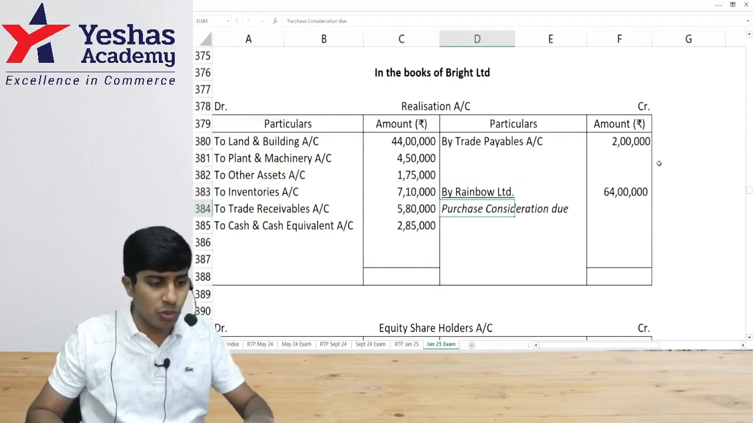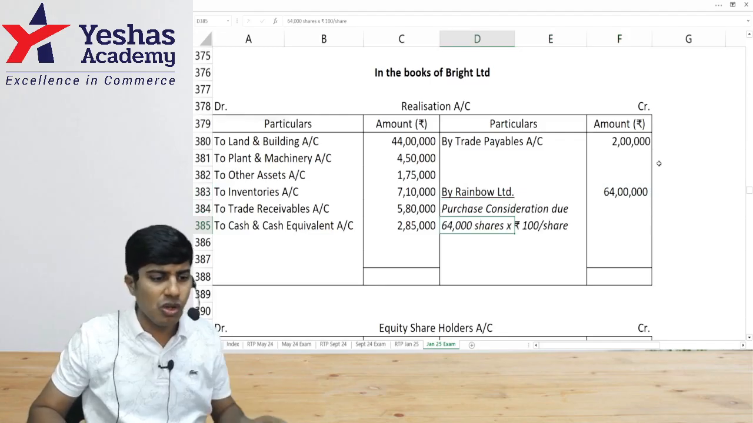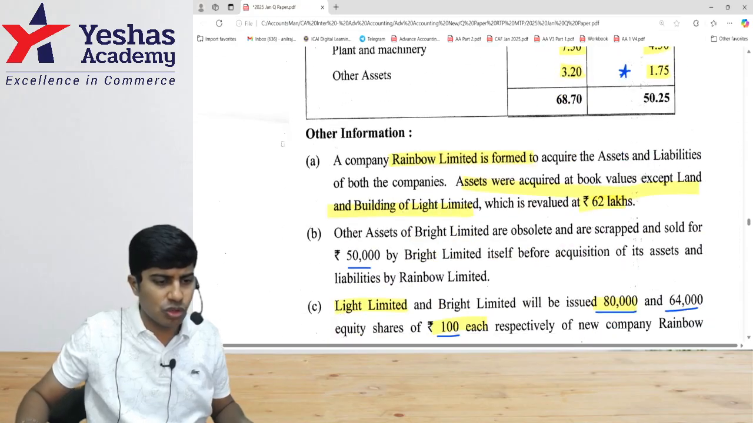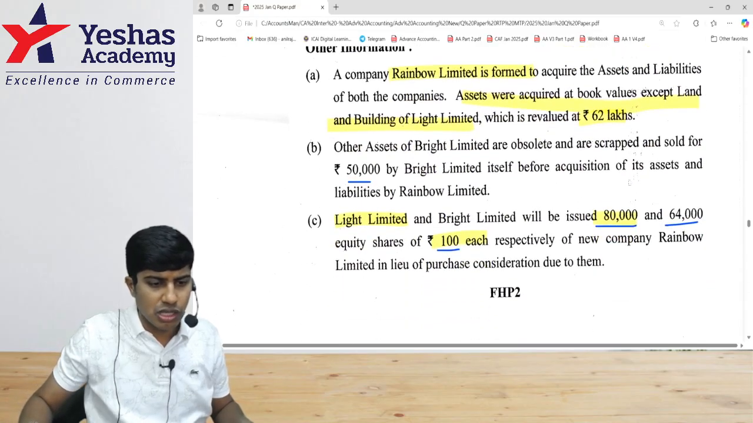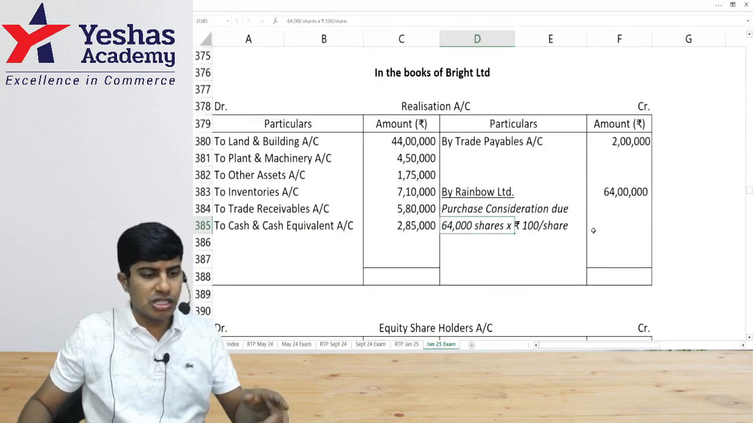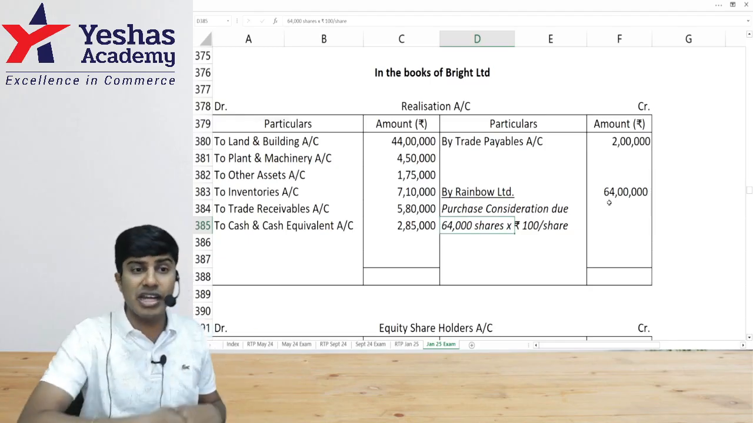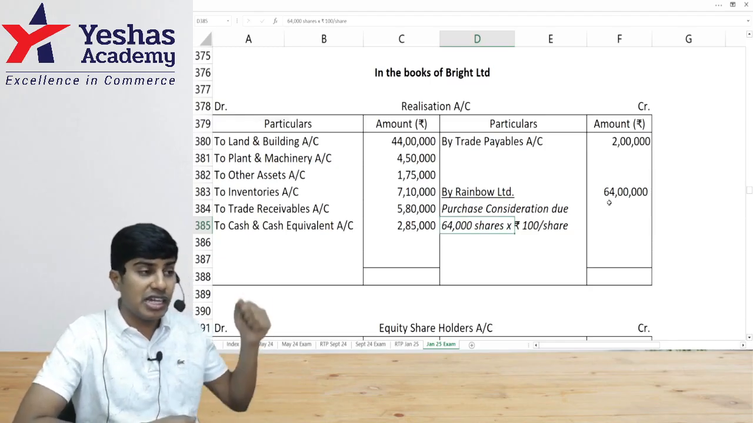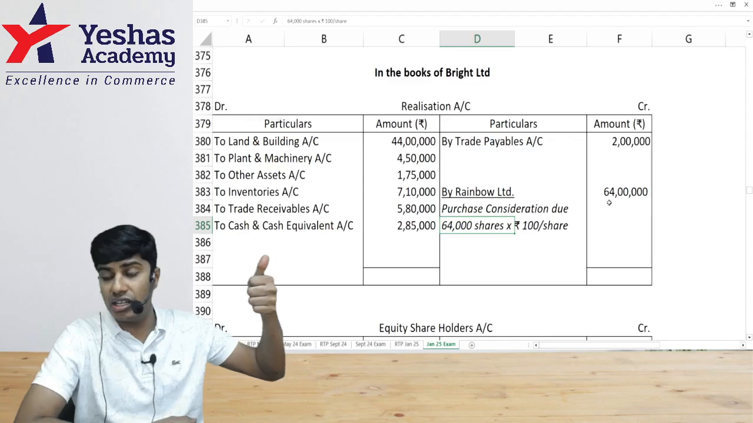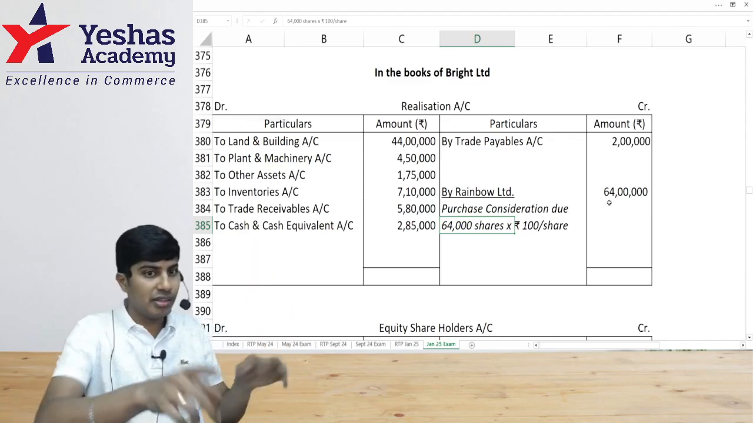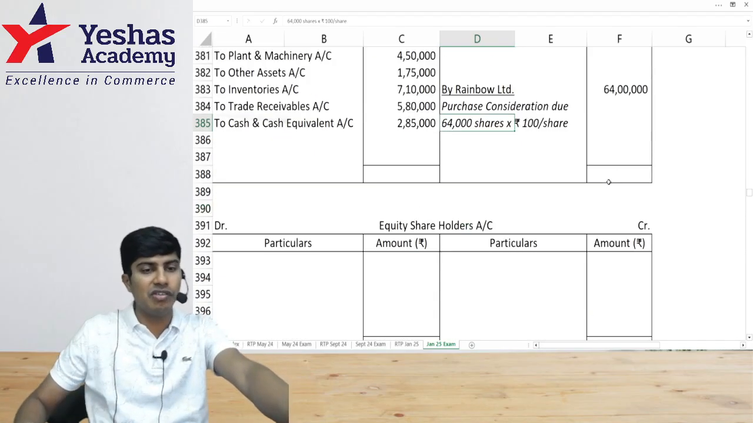Why is this 64 lakh? That is the purchase consideration due. They've given here 64,000 shares. 64,000 shares into 100 rupees per share, 64,000 into 100, 64 lakh. He will give me consideration in the form of equity shares. That journal entry is equity share in Rainbow account debit to Rainbow Limited. That will not come in realization account or equity shareholder account.